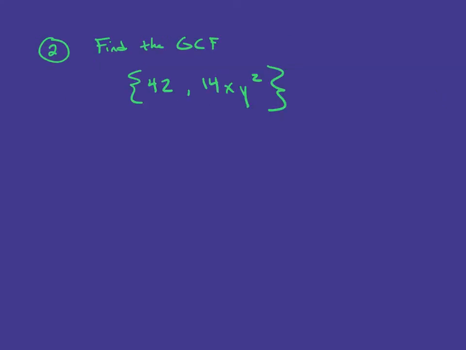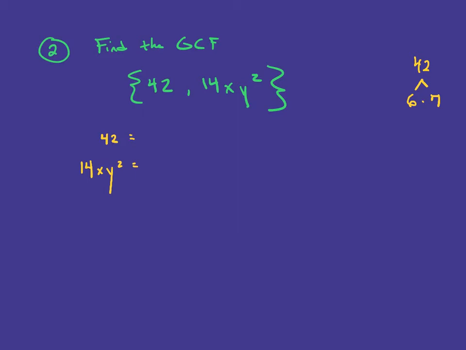Number 2, find the greatest common factor of 42 and then 14xy squared. So 42, I'm going to write out its prime factors, and then 14xy squared, we're going to do the same thing. So for 42, you might make what's called a factor tree here. So start with two things that multiply to be 42. Doesn't really matter what they are, just as long as whatever they are, you break them down as far as you can go.